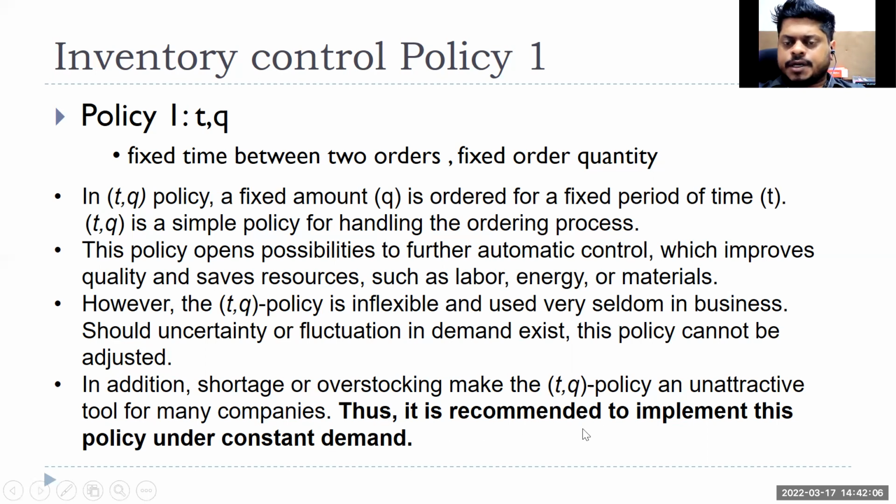So this is where we recommend implementing this policy under constant demand, where you are aware that demand will be constant from customers. Also, you have control over how much time it takes for an order to arrive from the supplier to your location, right? In that case, you can go by the TQ policy, right? T is the time between two orders, and fixed order quantity, that is the Q, right?